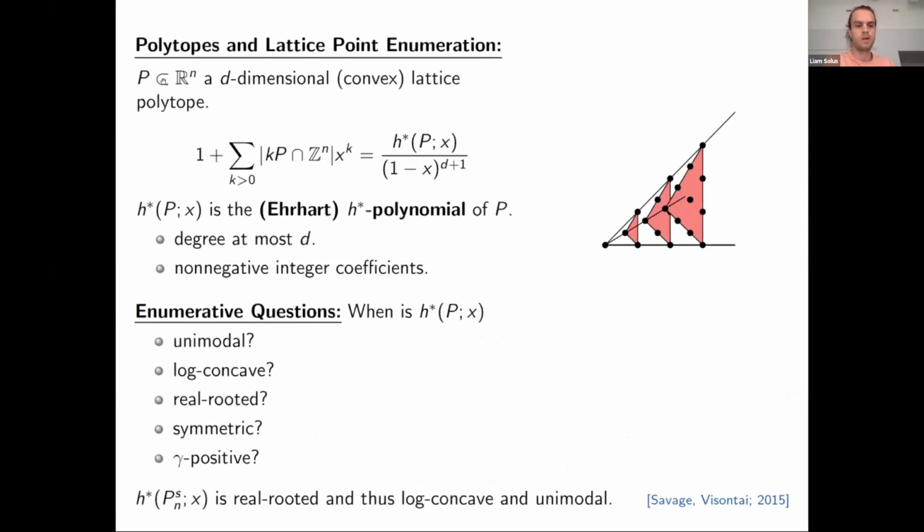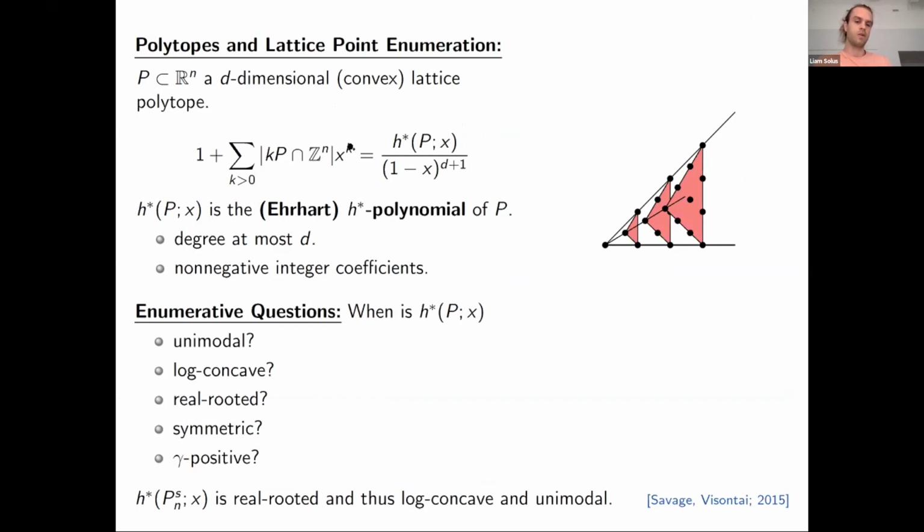The idea is we start with a convex lattice polytope P, and we're interested in enumerating the lattice points in its dilates, all positive integer dilates. So we're interested in this generating function here, where the coefficient of x to the k is the number of lattice points in the kth dilate. When written in a closed rational form, this has a really nice form, and the numerator polynomial here is something known as the H star polynomial of P.